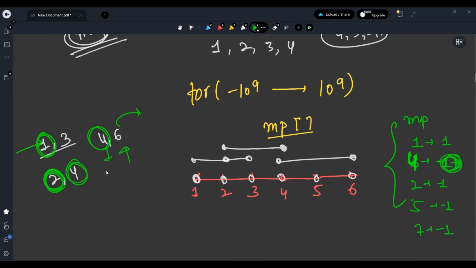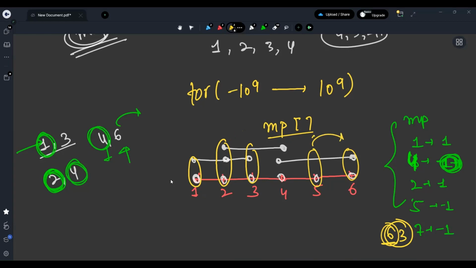Now you can see I have skipped some points, like 6 and 3, which are not there in the map. Should I consider them? No. Why? Because 3 is giving the same answer as 2, so why should I take it? Similarly, I have skipped 6 as well, because 6 gives the same answer as 5. It will also give 2.